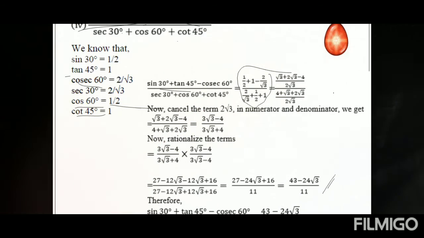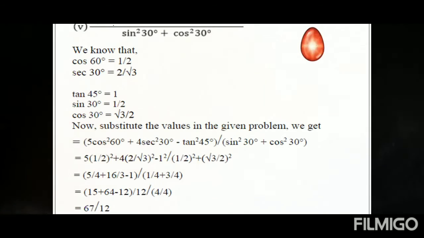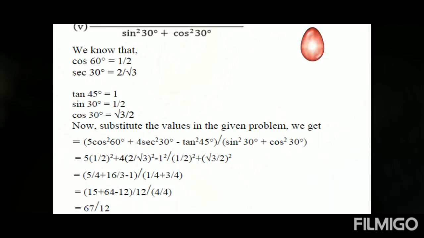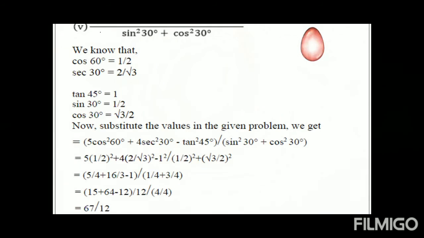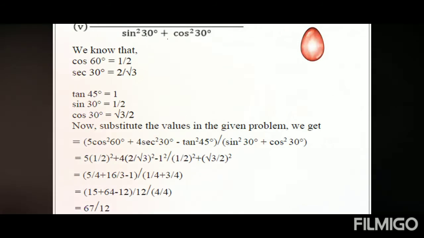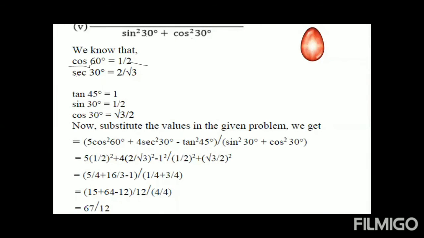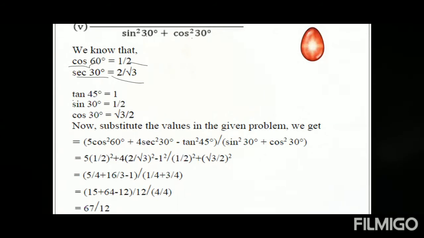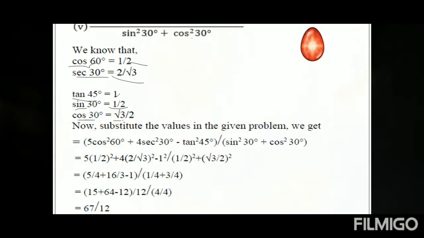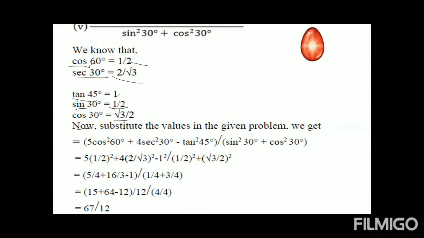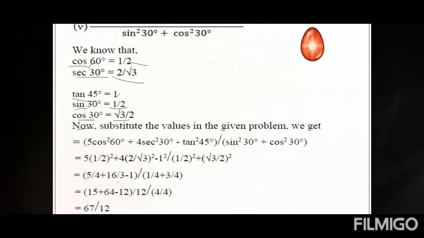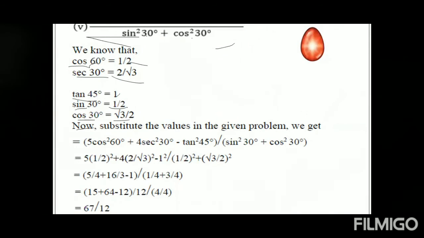Now next, we can go to the next question. 5 cos square 60 plus 4 secant square 30 degrees minus tan square 45 by sine square 30 degrees plus cos square 30 degrees equals what? Cos 60 is 1 by 2. Secant 30 is 2 by root 3. Tan 45 is 1. Sine 30 is 1 by 2. Cos 30 is root 3 by 2. Now substitute the values in the given problem, simplify it and get the answer. The answer is 67 by 12.